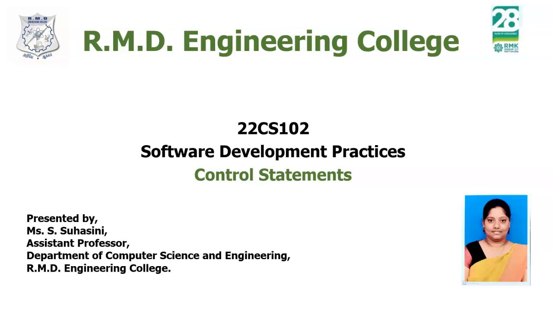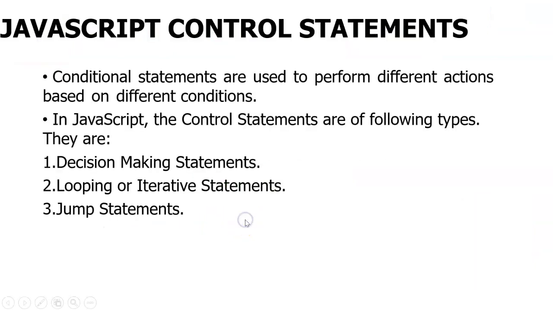In this video lecture, I am going to discuss the topic control statements. A control statement is used to perform different actions for checking conditions. The different types of statements under control statements are decision making statement, looping or iterative statement, and jump statement. We'll discuss these statements in further slides.